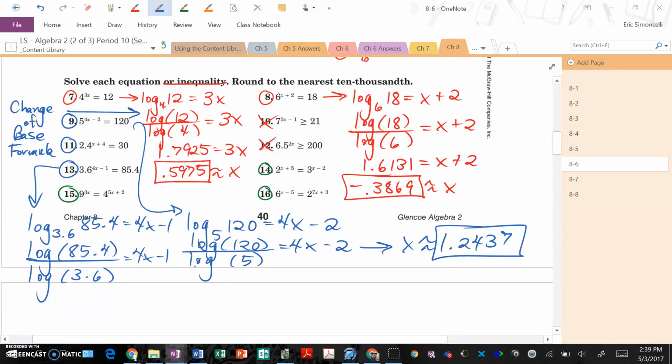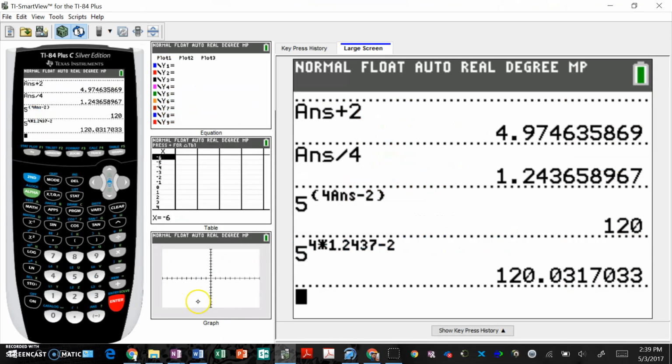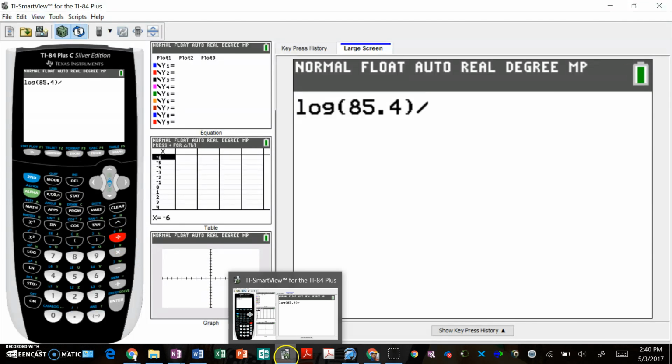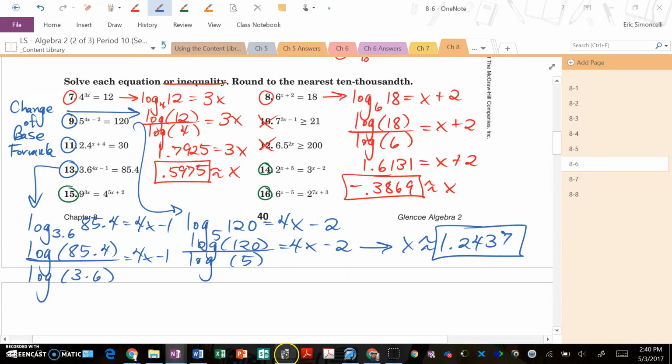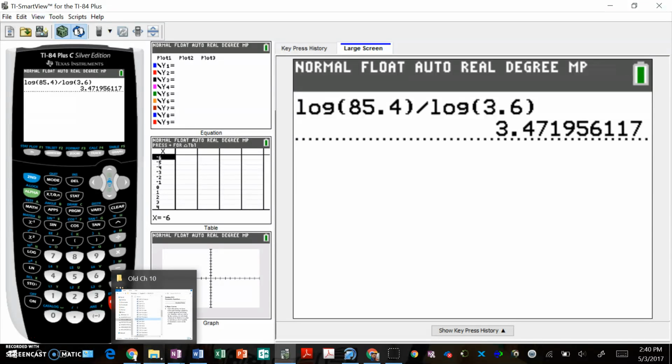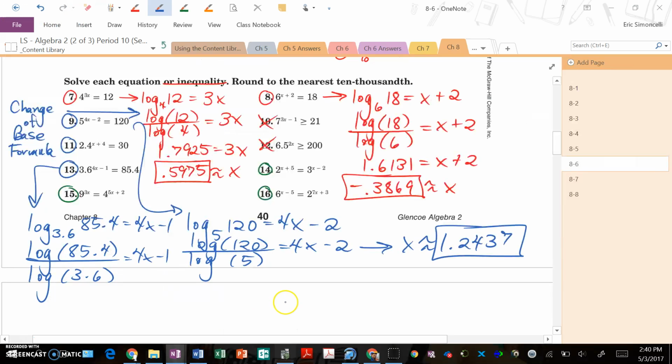So we'll use our calculator here because we can't really otherwise come up with the decimal. Log of 85.4, and the base here should be noted as 10. Anytime you have just log sitting there, that base is implied to be 10. Divide that by log of 3.6, and that decimal should end up being 3.4720.